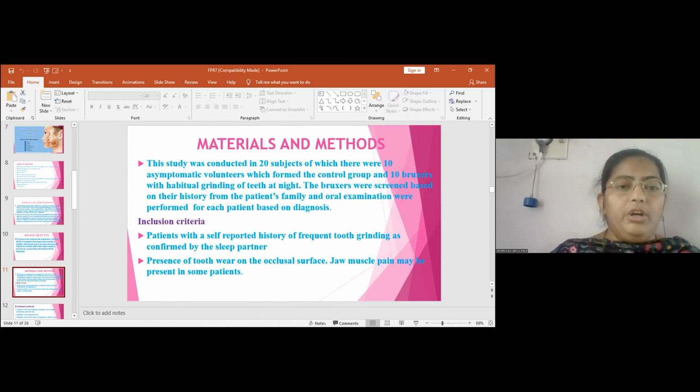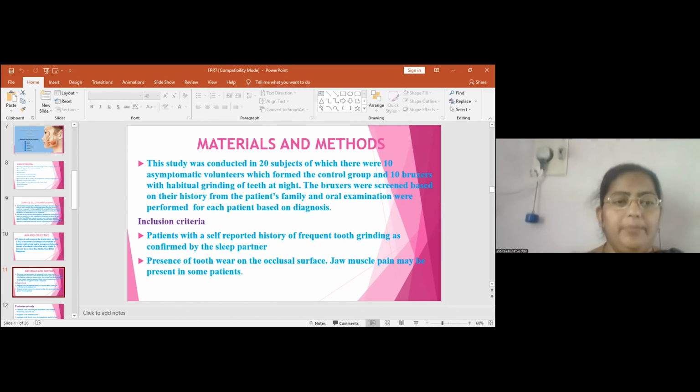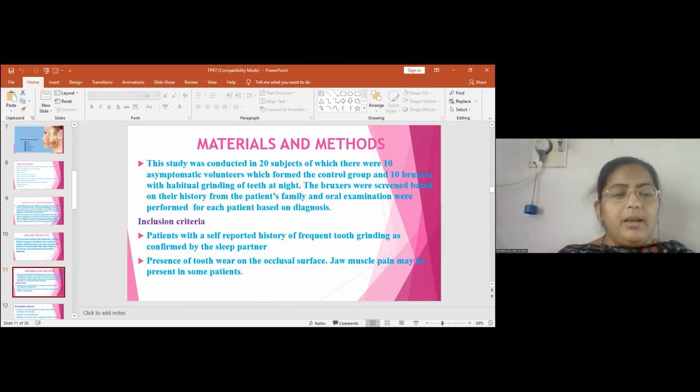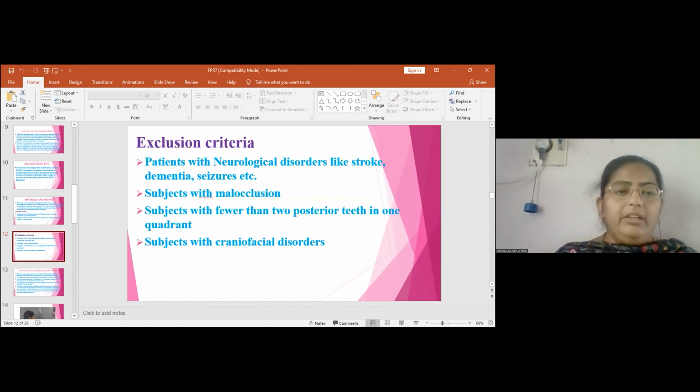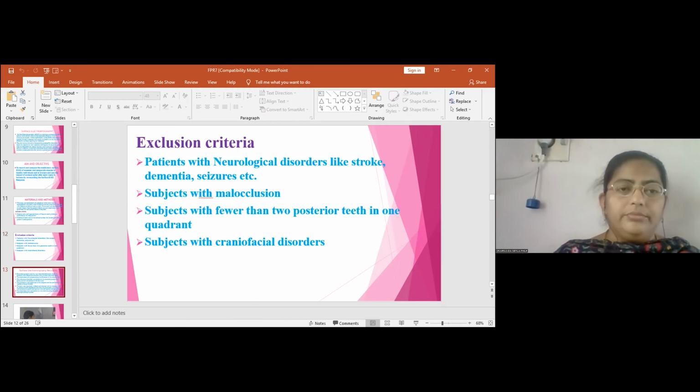The inclusion criteria of my original research work: patients with a self-reported history of frequent tooth grinding as confirmed by the sleep partner, presence of tooth wear on the occlusal surface, and jaw muscle pain may be present in some patients. Exclusion criteria: patients with neurological disorders like stroke, dementia, seizures were excluded because they could not cooperate in the study. Also excluded were subjects with malocclusion, subjects with fewer than 2 posterior teeth in one quadrant, because with missing teeth we cannot record the surface EMG properly, and subjects with craniofacial disorders.